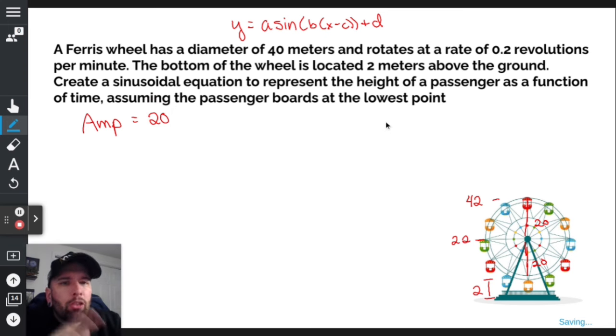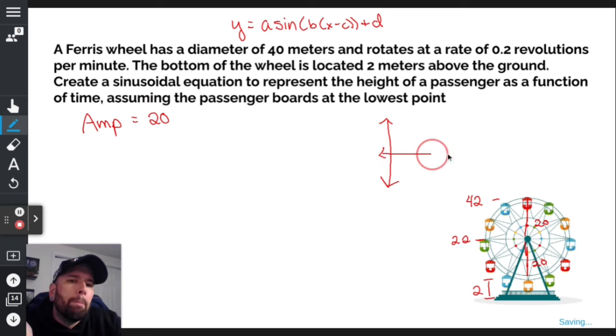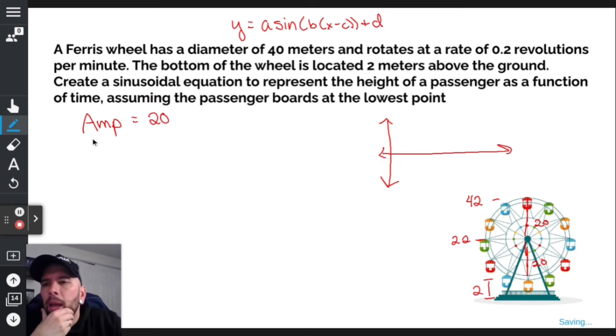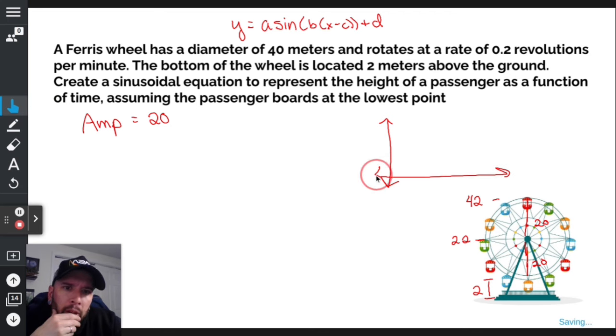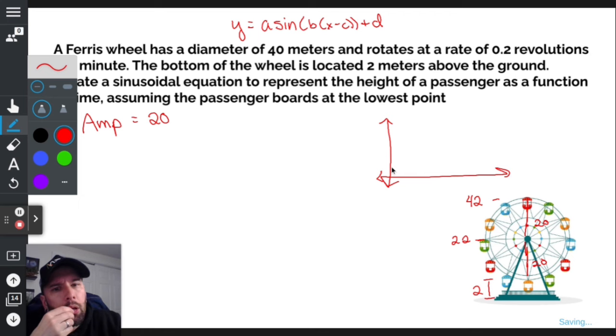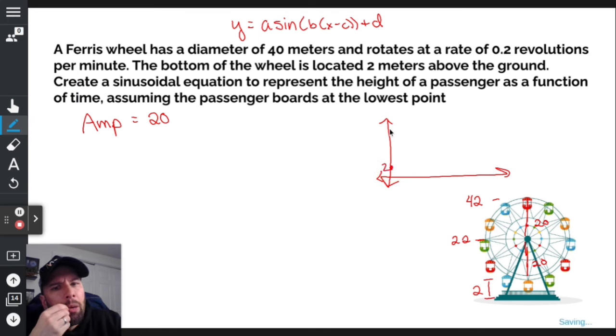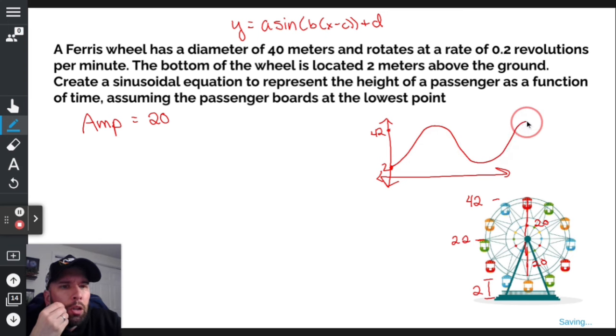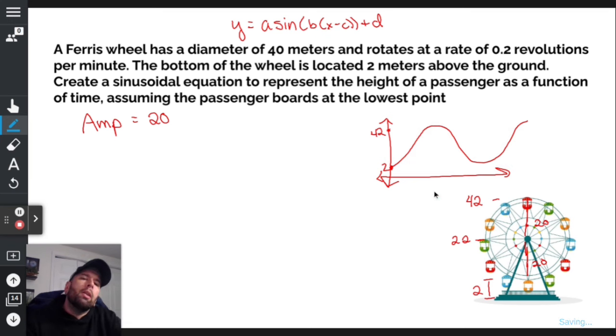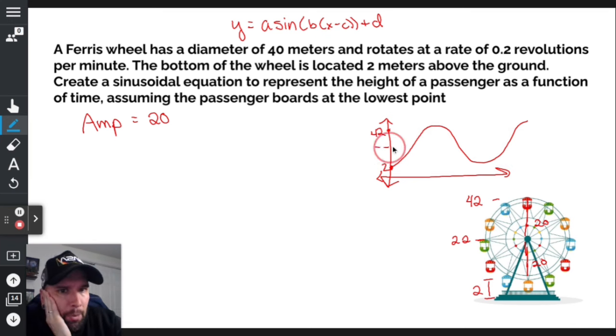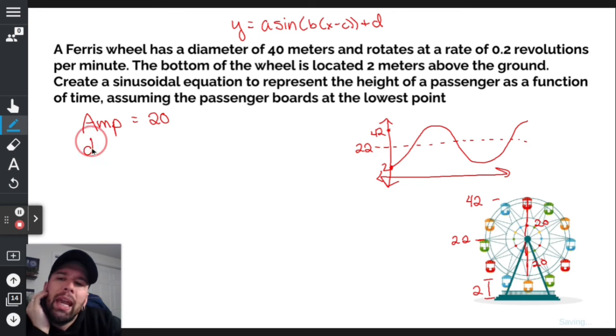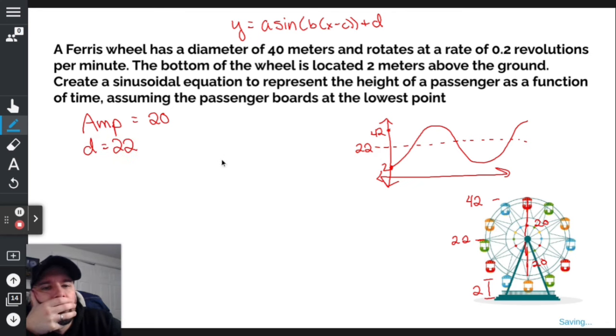Now, before I get too much into this, this is what's going on. Let me lower this a lot because we're talking about real life and you can't go underground. You're starting at two, and at some point you peak out at 42. You're at the bottom, you make your way up, then you're at the top, you make your way down, and you repeat. Now, the midline happens here at 22, the Taylor Swift special. So that gives me a D of 22. I still need C, and I still need B.